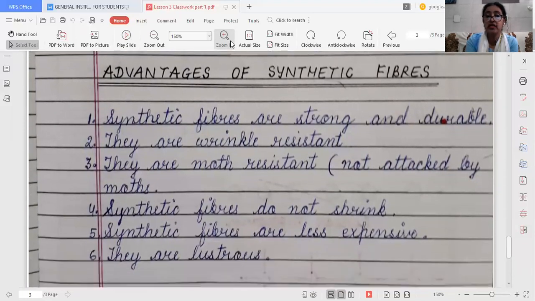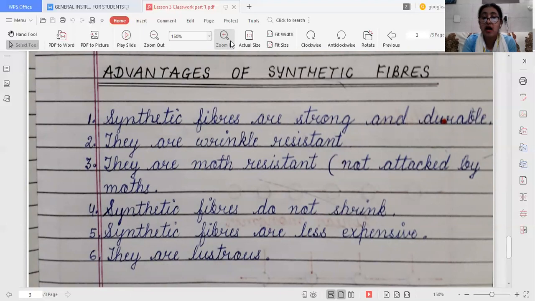Now we will go for the advantages of synthetic fibers. It is not that they are having only disadvantages. There are many advantages of synthetic fibers also. Most important, synthetic fibers are very strong and durable. They are durable for a longer time. That's why they are used to make ropes and all. Second thing, they are wrinkle resistant. They are very easy to wear and to wash because they are wrinkle resistant.